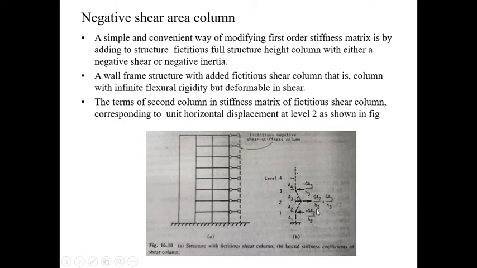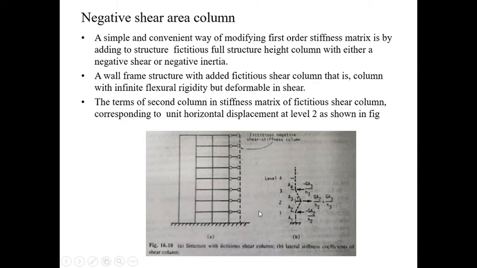Then GA2 plus H2, GA2 divided by H2 plus GA3 H3, and GA3 minus GA3 H3. These are the minus values, these are the positive values. So it is in this direction. So a wall frame structure with added fictitious shear column is there, and the column which is having here will have infinite flexural rigidity. Okay, the flexural rigidity will be infinite and it will be deformable in shear.